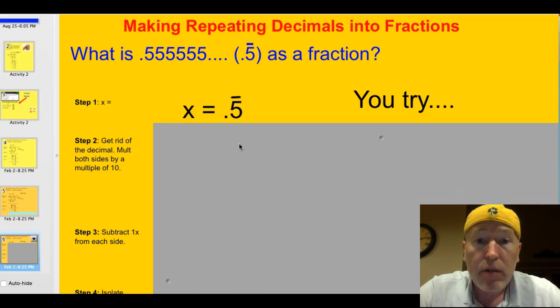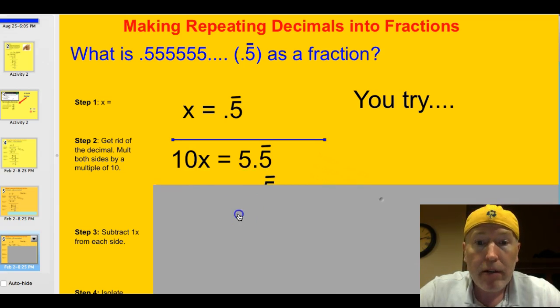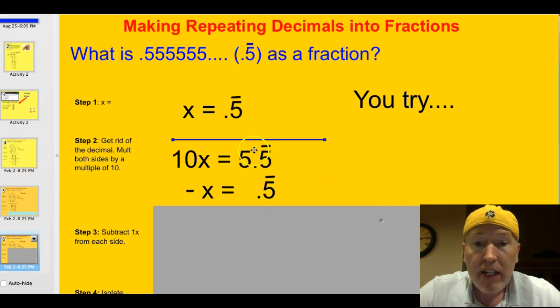Did you set x equal to 0.5 repeating? Then multiply both sides by 10, so you had 10x equals 5.5 repeating? If you did, you're doing great. Subtract 1x. That'll get this 5 here all by itself. Get rid of all those repeating decimals.